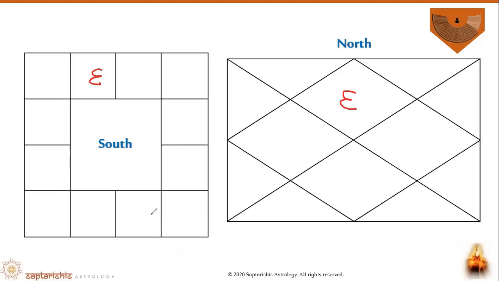East, south, west, north, east. Northeast hoga na? West hoga, sir. How can the 10th house be west? Sir, first house east, second house south, third house west, fourth house north. North. Correct.